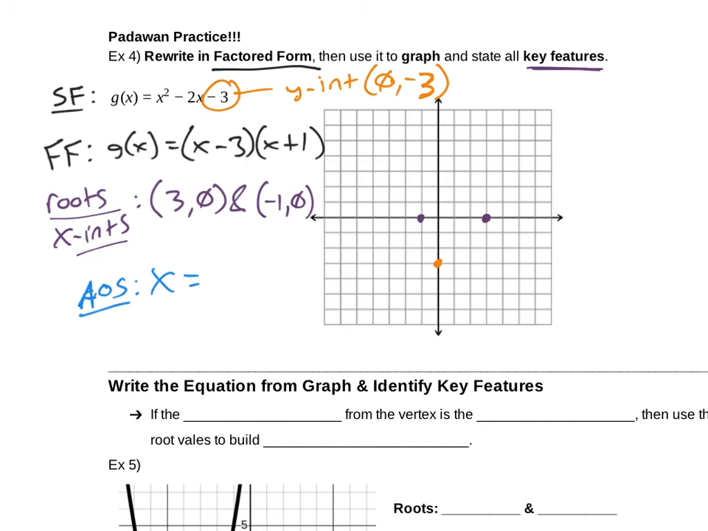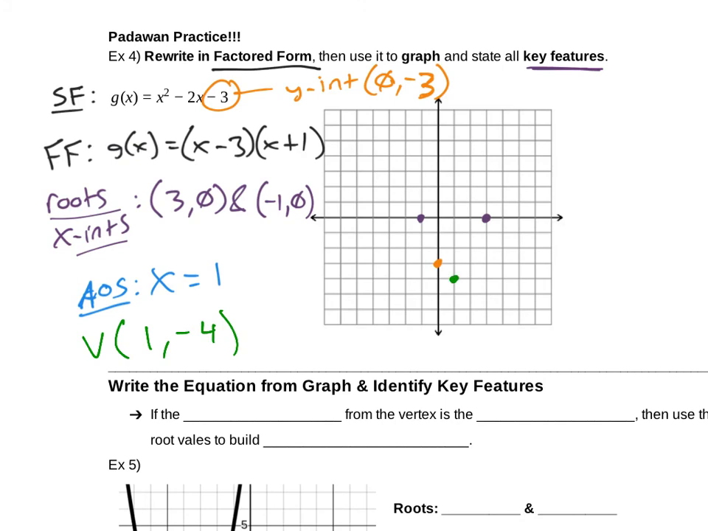Looks like it's going to be what? 1, positive 1. Plug in 1 into any of these equations. I'm going to probably use factored form. 1 minus 3 is negative 2 times 2 is negative 4. My vertex will be 1, negative 4. 1, negative 4.